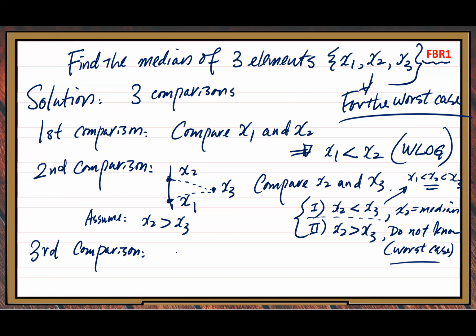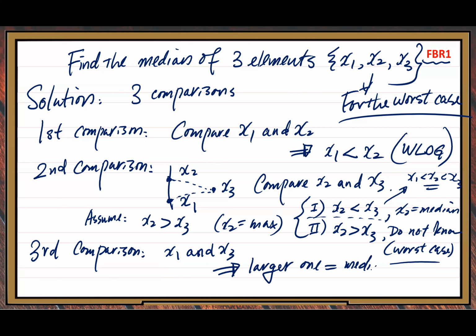The third comparison: because x2 is the maximum, we compare x1 and x3, and the larger one is the median. All right, so we complete our first final basic result.